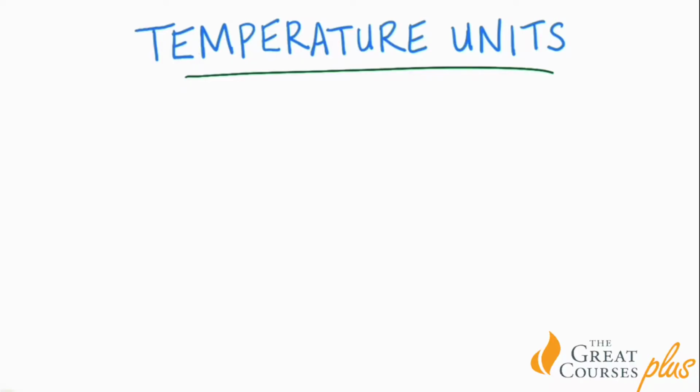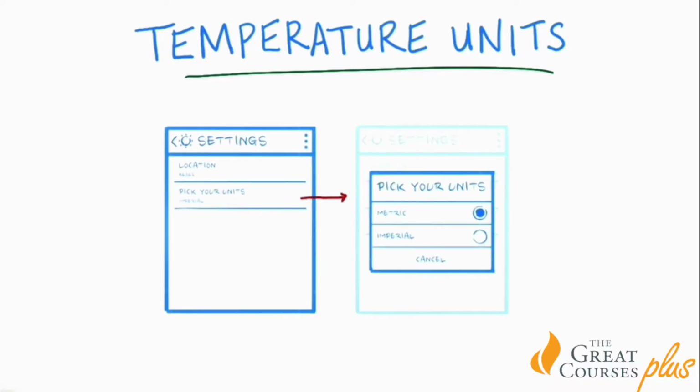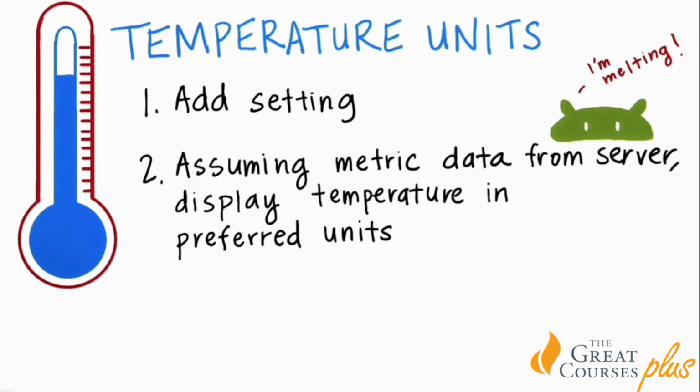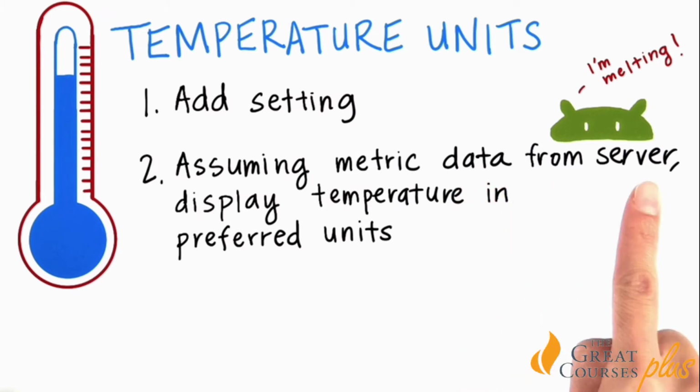Now it's your turn to build the temperature unit setting. This will bring together a lot of the concepts that you learned and will take some time to implement, but we think you're ready for it. Modify the app so that the right temperature units are displayed to the user. Use the assumption that we're syncing metric data from the server.